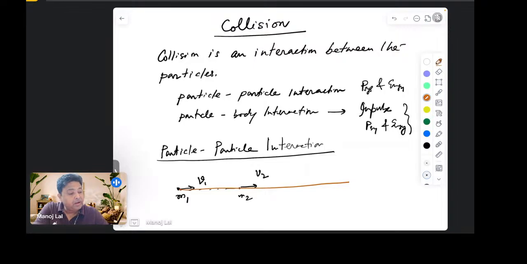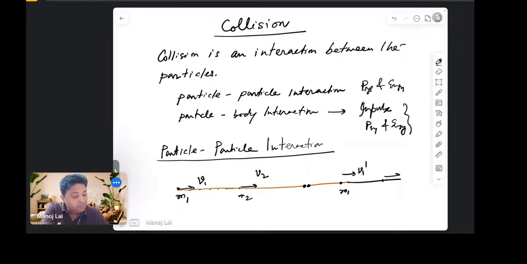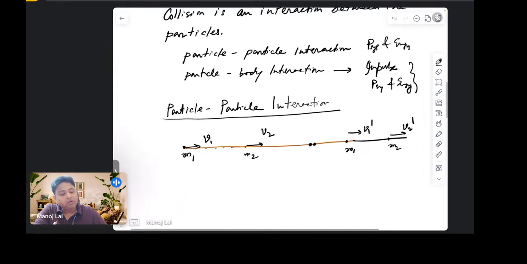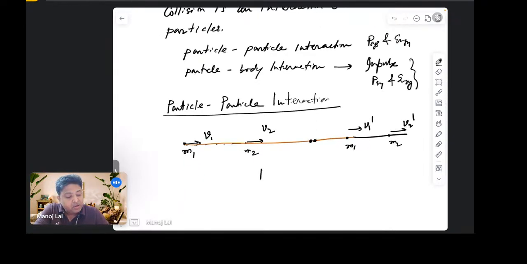And somewhere here the collision took place, right? And after collision, the velocity of particle 1 is v1 dash and particle 2 is v2 dash. See, as we know, during collision, the force acting on particle 1 is F12 and force acting on particle 2 is F21. And we know from Newton's third law, this must be equal and opposite.